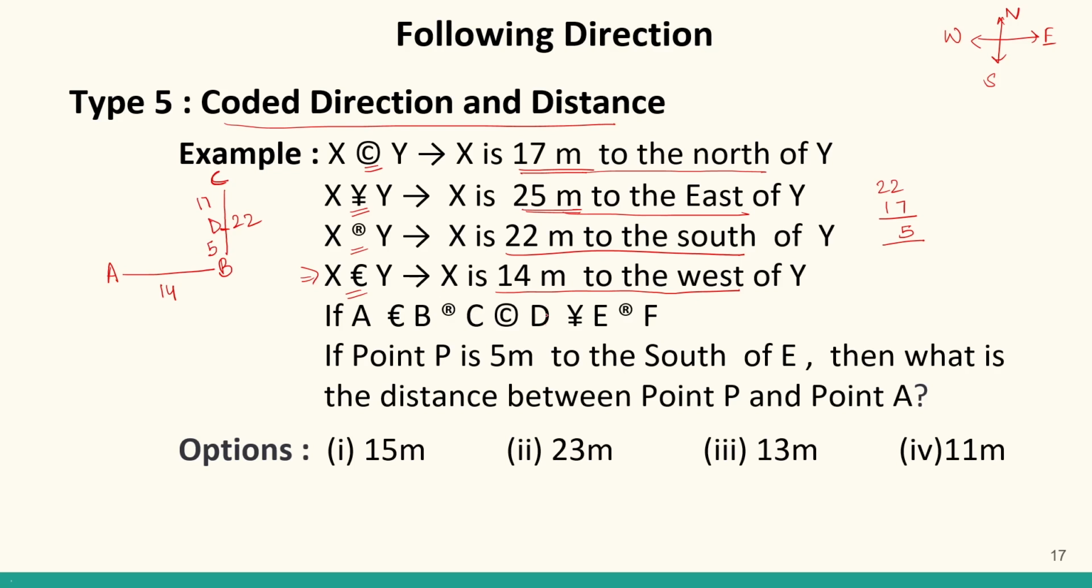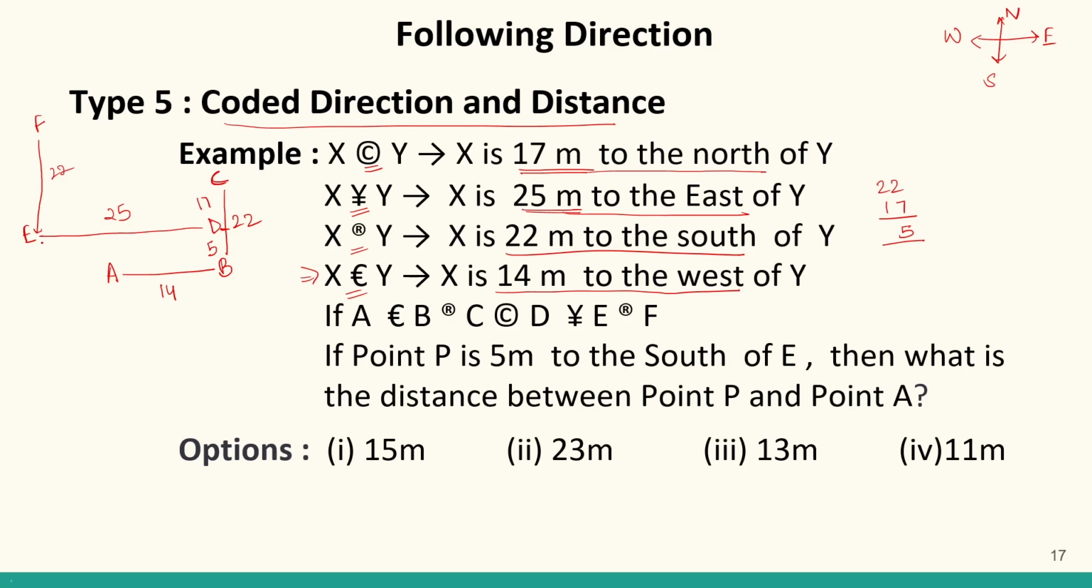Now D is to the 25 meter to the east of E. This is given. And E is 22 meter to the south of F. I'm taking reference here. So E is 22 meter to the south of F. Now, this is given in the question. Now, point P is 5 meter to the south of E.